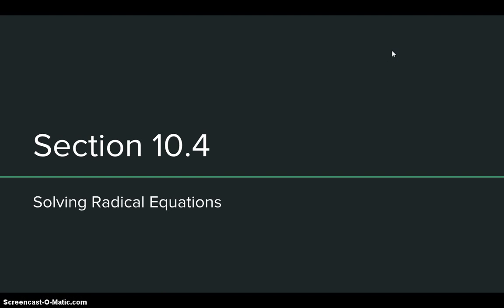Now that we've worked with simplifying radicals, it's time for us to solve some radical equations. In my opinion, this is a little bit easier, but again, that's just my opinion. So you guys will be the judge of what's easier and what's harder. Let's dig into it, and we'll try to make this one a quick one.